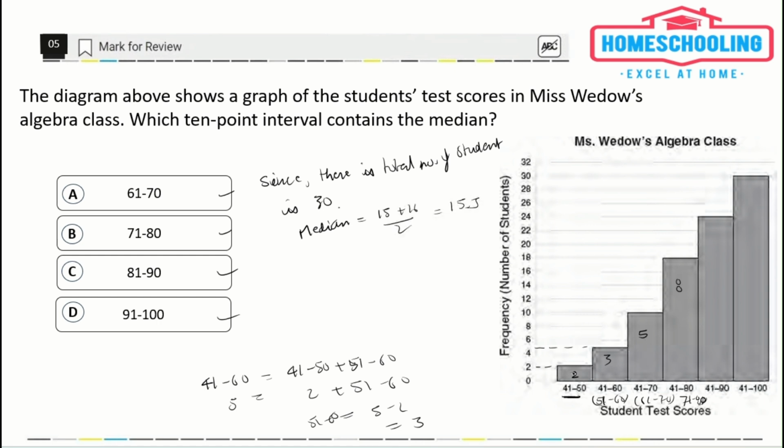So as we can see that 2, 3, that is 5, 5 plus 5, that is 10. So till here we have 10. 15.5, here it would be 18, this would be 5, 2. So median is in the range where 15.5 comes. So 15.5 comes in this bar graph, that is from 71 to 80. So option B is your correct answer.